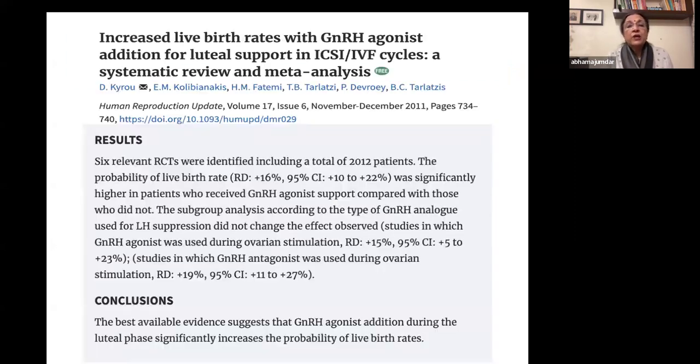However, I've brought in this, which is the study which motivated me to do the study. Six relevant RCTs were identified, including a total of 2012 patients. It was seen that GnRH agonist addition during the luteal phase significantly increases the probability of live births. And here he found subgroup analysis according to the type of GnRH analog used, whether it is agonist or antagonist, did not change the effect observed.